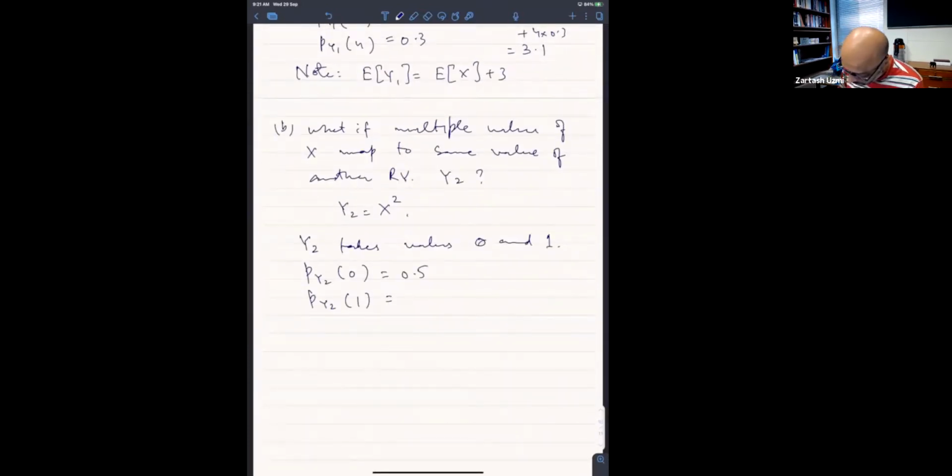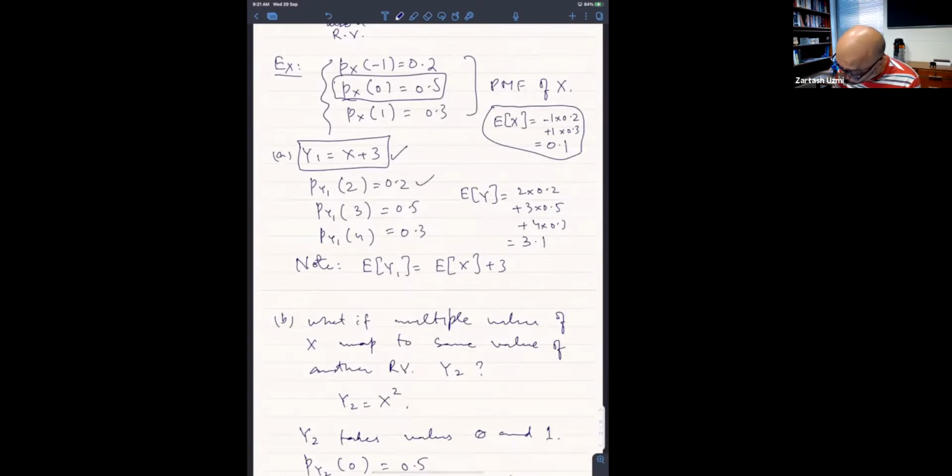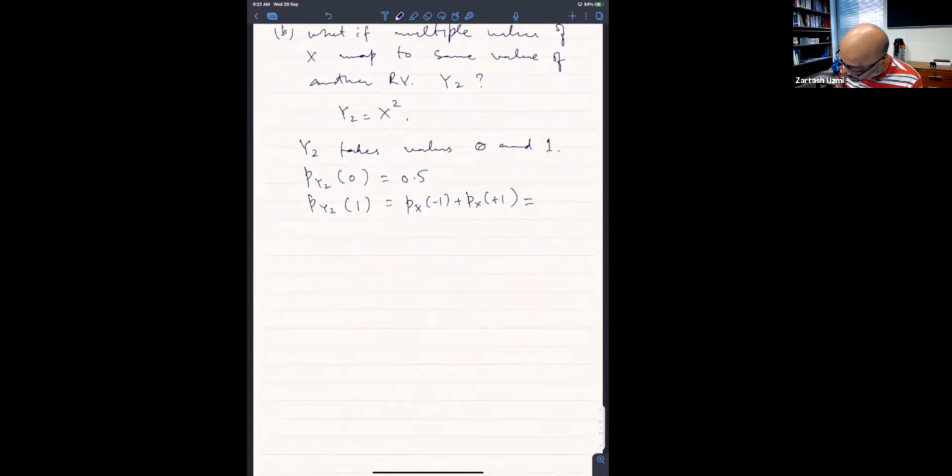py2(1) is equal to px(-1) plus px(1). Whenever x is -1, y2 is 1, and when x is +1, y2 is also 1, which is equal to 0.2 plus 0.3, which obviously is 0.5. And you can see that this 0.5 and this 0.5 added together sum up to 1. This is the complete PMF of y2.